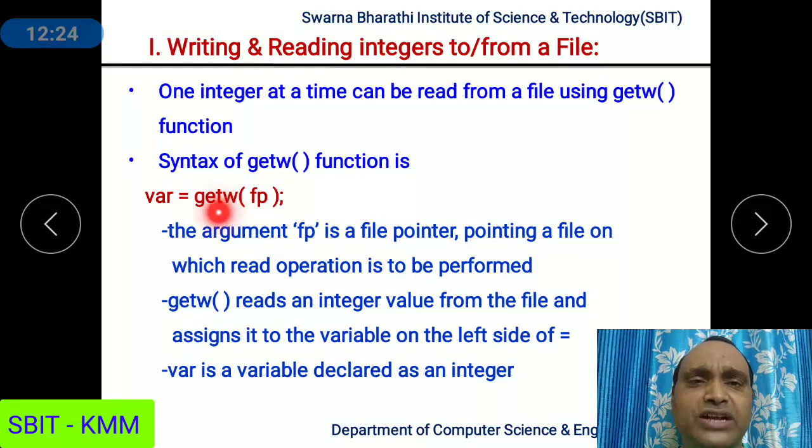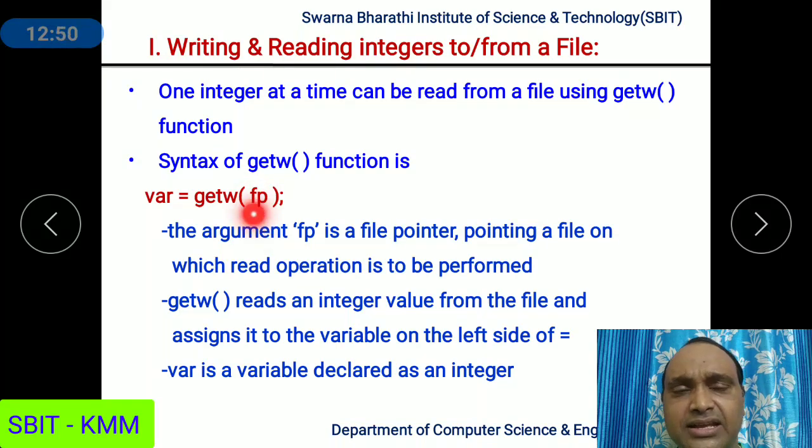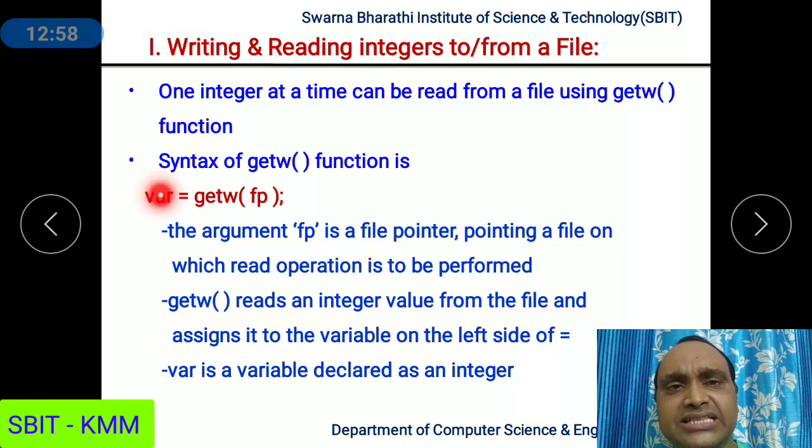And the getw function stores that integer value in the variable written on the left hand side of the assignment operator. So whenever the getw function is executed, it reads an integer value from the location in the file where the file pointer is pointing. From that location in the file, the getw function reads the integer value and stores it in the variable written on the left hand side of the assignment operator.